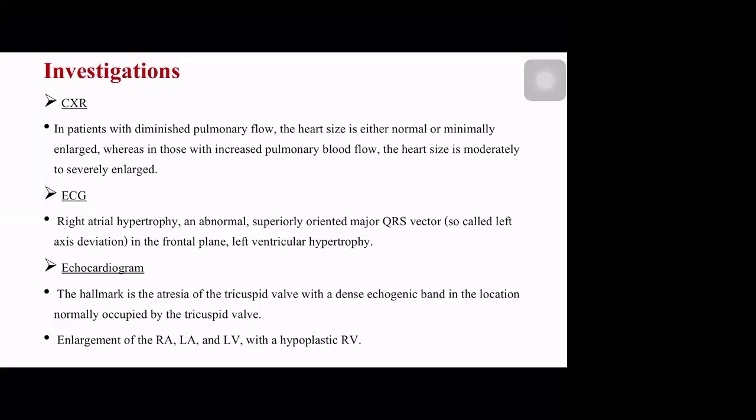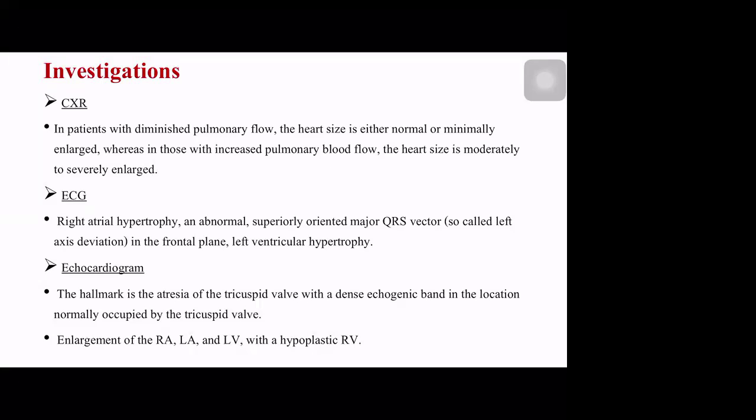ECG is very interesting. There could be right atrial hypertrophy, an abnormal superiorly oriented major QRS vector, the so-called left axis deviation, and left ventricular hypertrophy. So whenever we are getting LVH with left axis deviation and right atrial hypertrophy in a cyanotic baby, think about tricuspid atresia. Echocardiogram is fair enough to diagnose after birth.